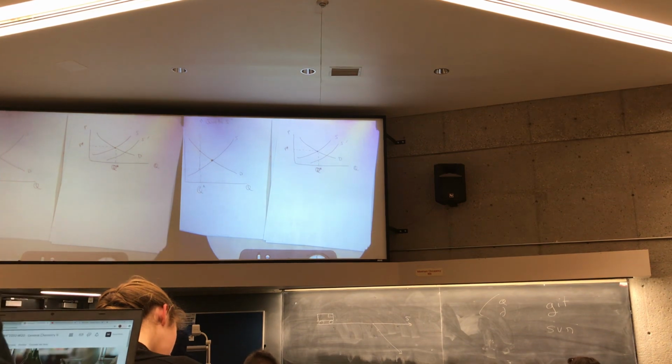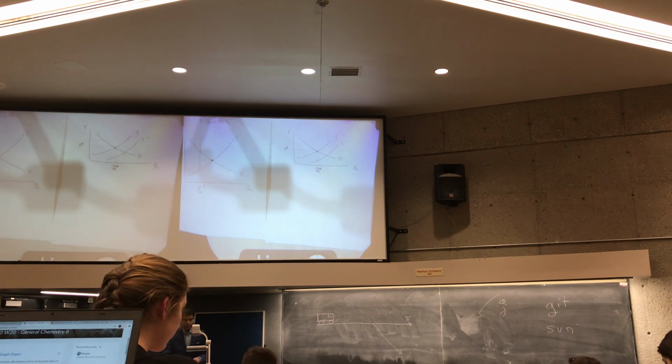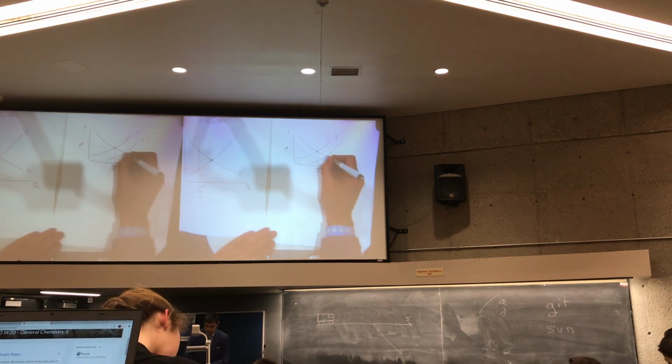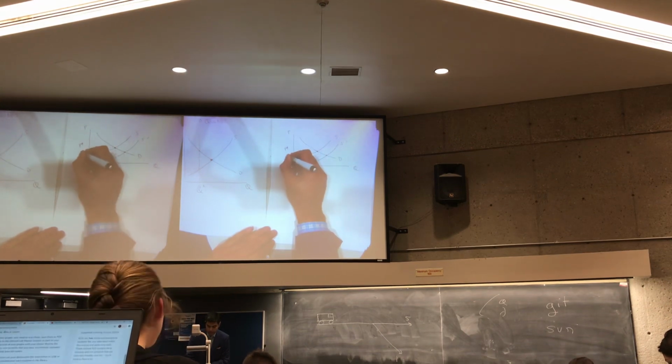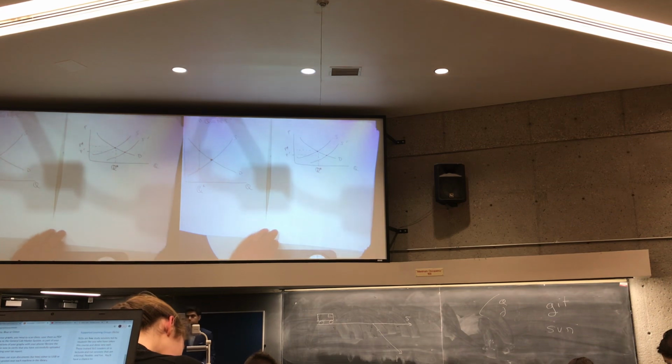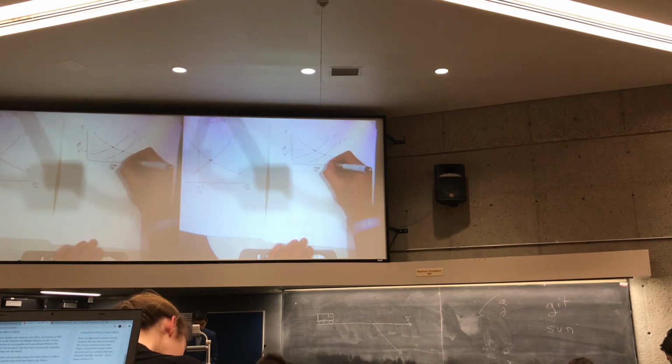What's going to happen to prices? Going to go up, down, or stay the same? Down. That's where the intersection is. What's going to happen to quantities? Up, down, or stay the same? Up. We get more stuff for cheaper.